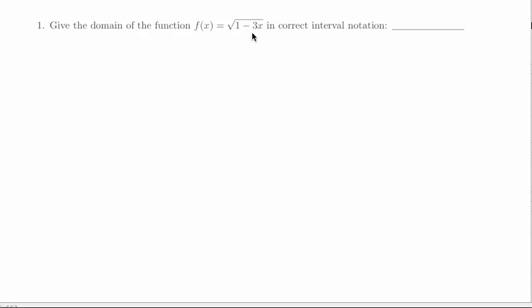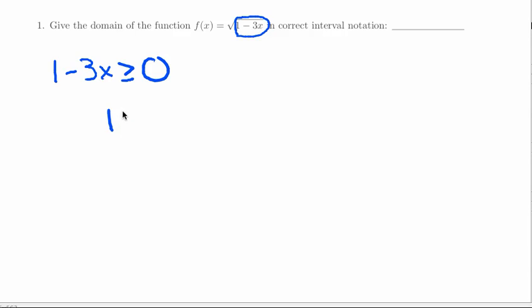Give the domain of this function in correct interval notation. Well, I look at this and I see that we have a square root, and anything's okay under a square root as long as it's positive or 0. So what I want is for this to be positive or 0. Any x that makes this inequality true is going to be in the domain. So let's solve that inequality.